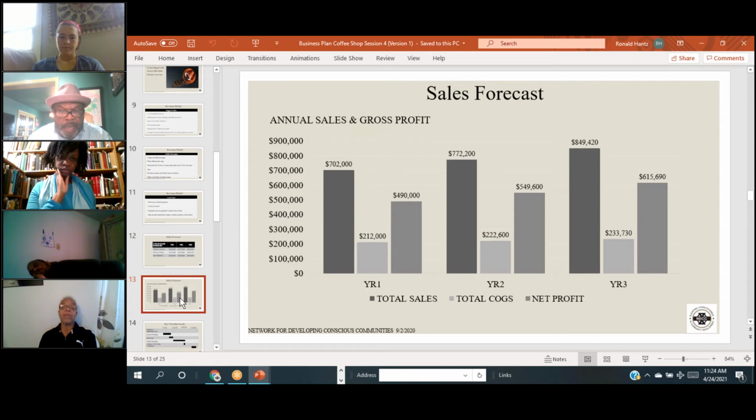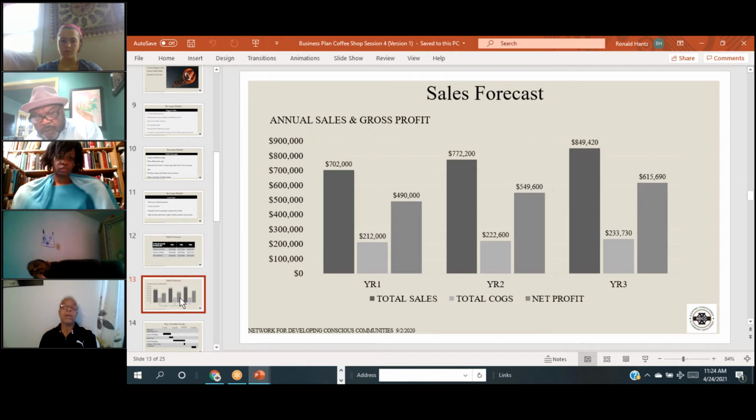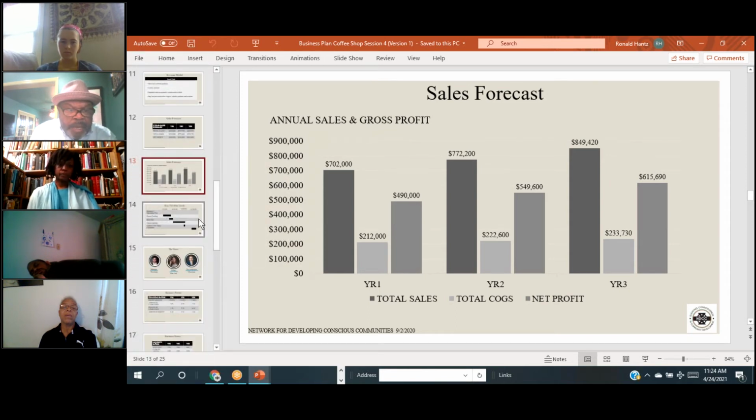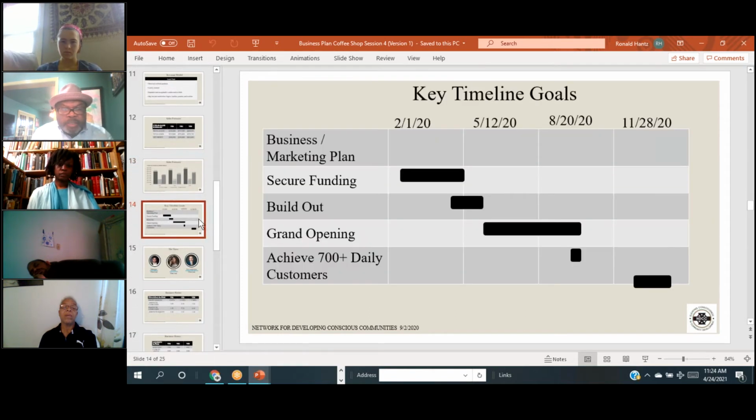All right. And so here they took the raw data and put it in a graph form. And you can see here the total sales, the total cost of doing the business, and then of course the net profit. Has anyone been able to set up a modeling for your particular business thus far to get a sense of knowing what your net profit is going to be for your business?